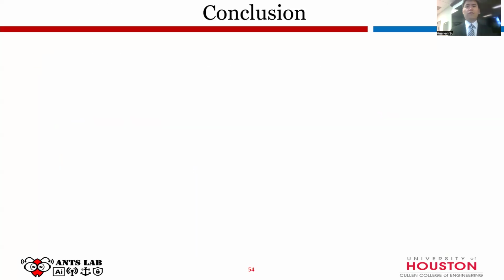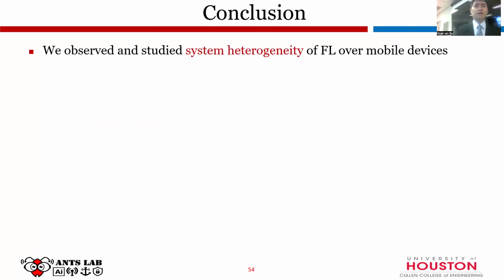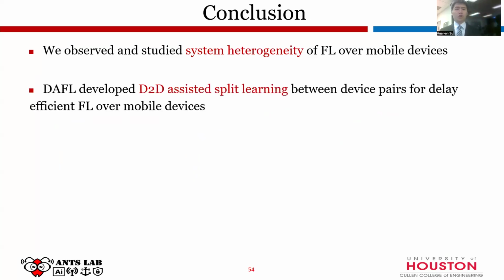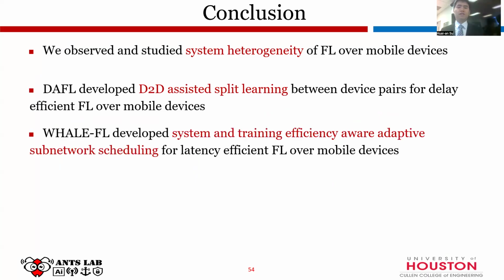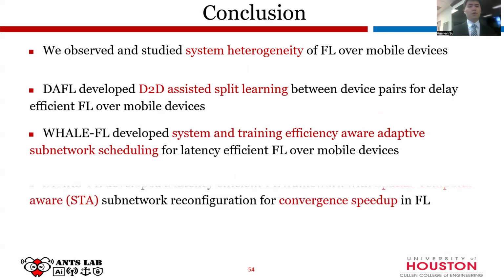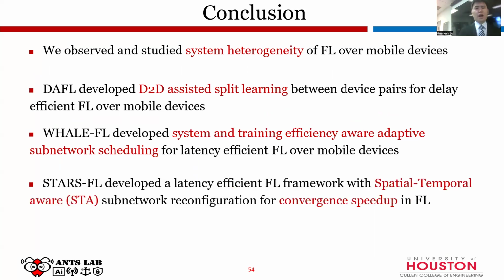So the conclusion here is that we observe and study the system heterogeneity for learning over mobile devices. We first introduced DFL, which developed D2D-assisted split learning between device pairs for delay-efficient federated learning. We have WhaleFL to develop system and training efficiency aware adaptive subnetwork scheduling. With the last work, with the help of spatial and temporal awareness, we have created a new subnetwork reconfiguration for convergence speedup for learning.